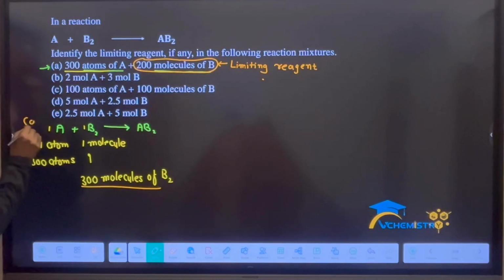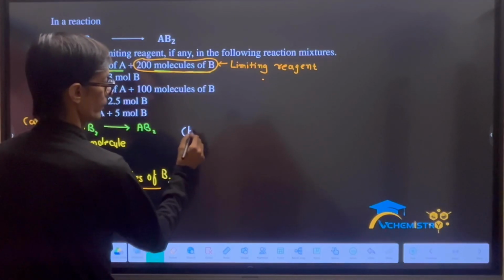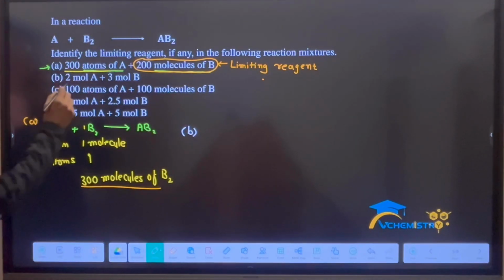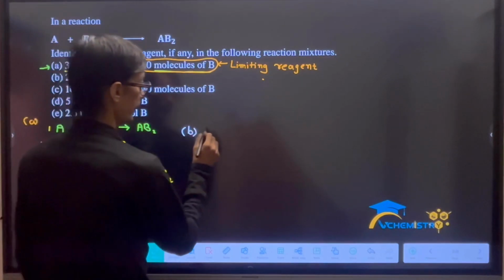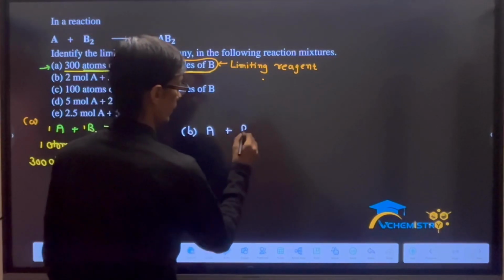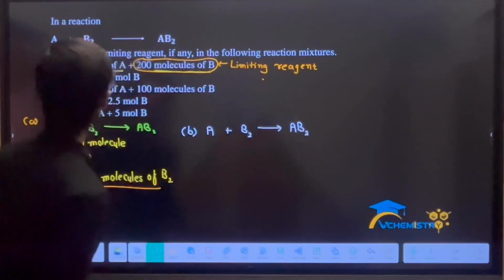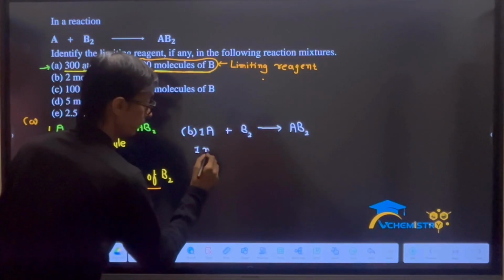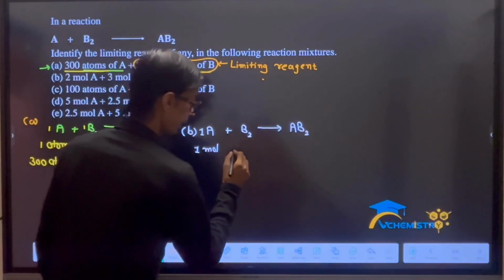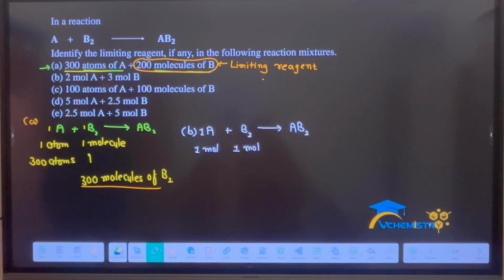Now second question. See, 2 mole of A reacts with 3 mole of B. Now we will write the ideal statement with respect to mole. A plus B2 gives AB2. See here, 1 mole of A reacts with 1 mole of B2. Okay, this is your ideal statement.